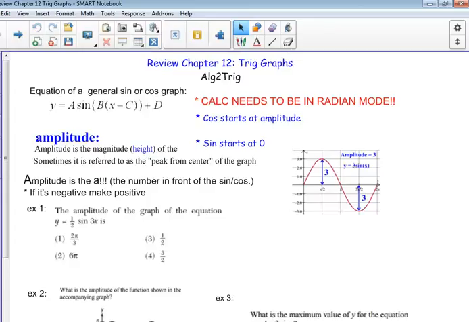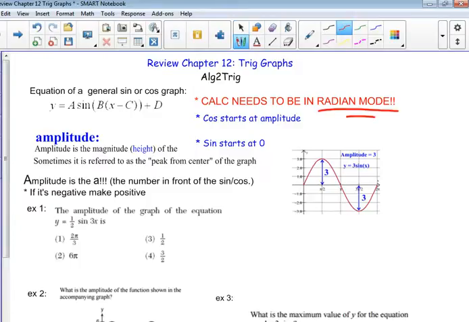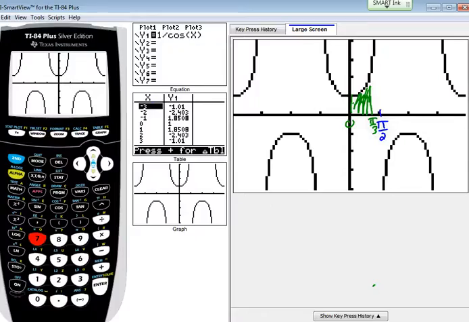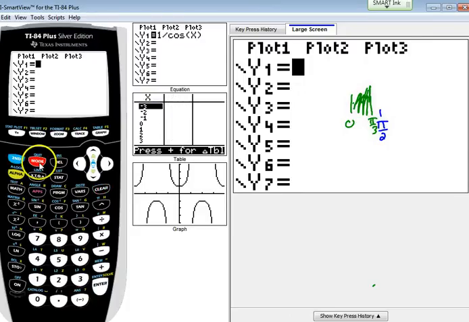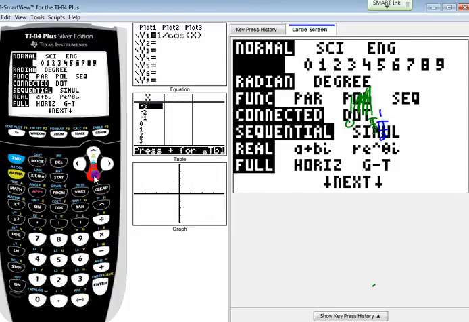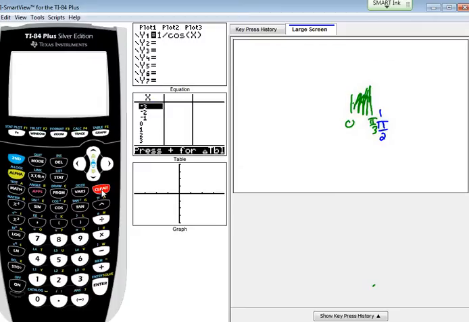On trig graphs, the most important thing you guys see is that when you're graphing a trig graph, this is the only time that we need to be in radian mode, okay? All the other times our calculator should be in degrees. So change your mode right now to radian. You do that by going to our mode key, and make sure that radian is highlighted. So hit enter on that, and then you should be good to go. All right.